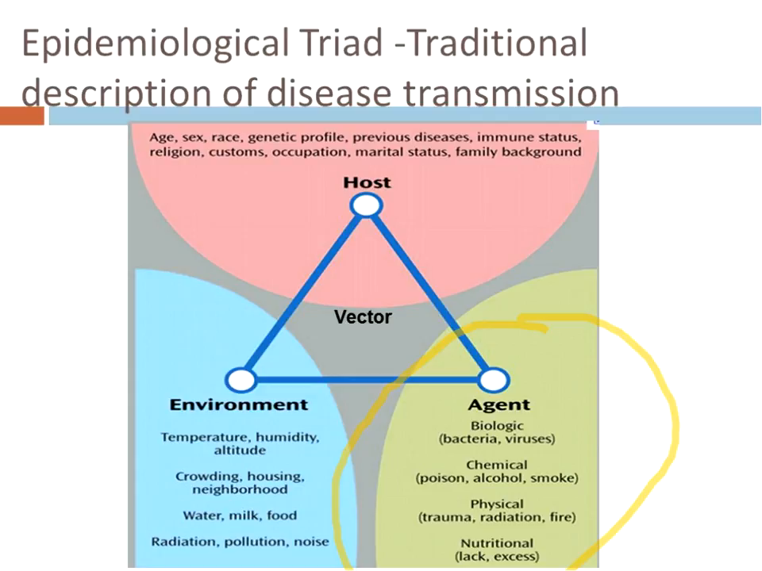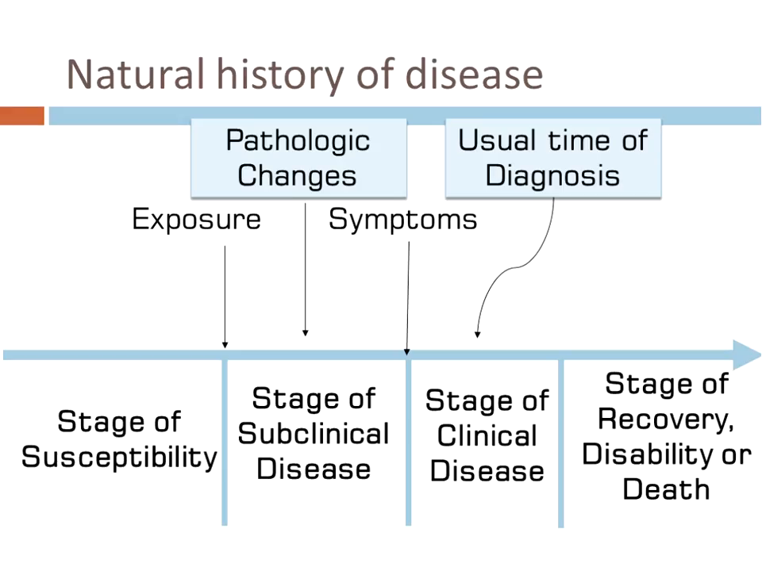We have our agent, which can be biological, chemical, physical, or nutritional. And then you also have your environmental conditions, which can, what I consider, modify the agent or the host, make somebody more susceptible or less susceptible. Sometimes, again, that environment is your carrier, such as when you have contaminated water or food. And we'll talk about the vector a little bit later. So this is just a generic way to look at the natural progression of a disease. So you have the start here.